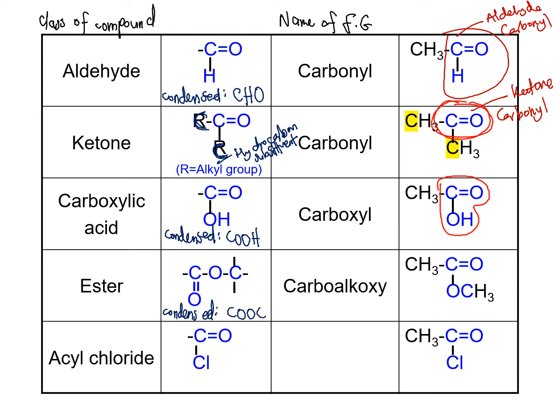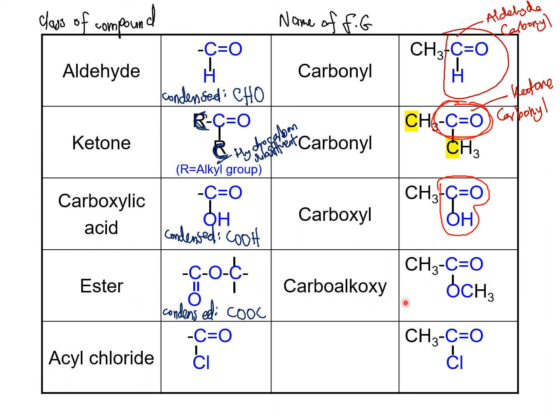Macam tu. So, you janganlah assume semua benda tu single bond. It's actually C double bond OOC. Okay. So, kalau you nampak C double bond OOC, dia milik class of compound ester, and the name of the functional group will be carboalkoxy. Lain kalau COC, ether. COOC, ester.